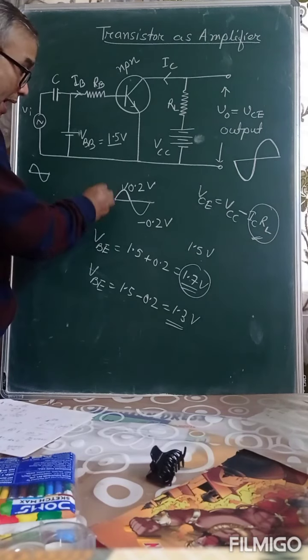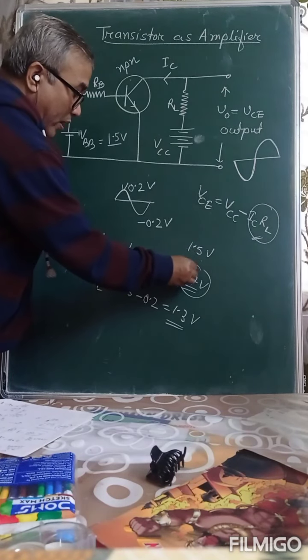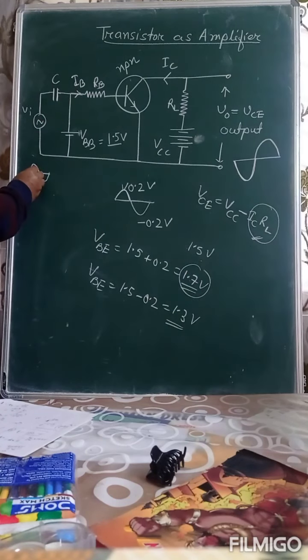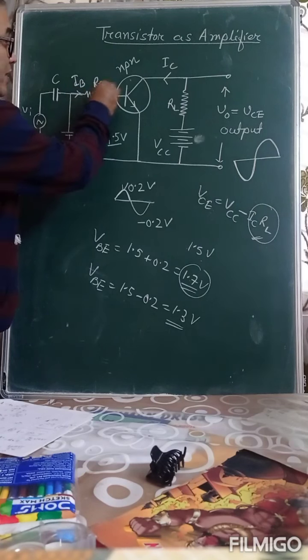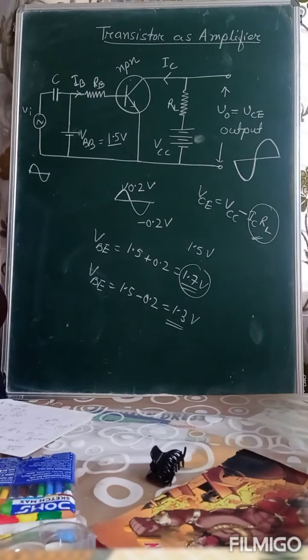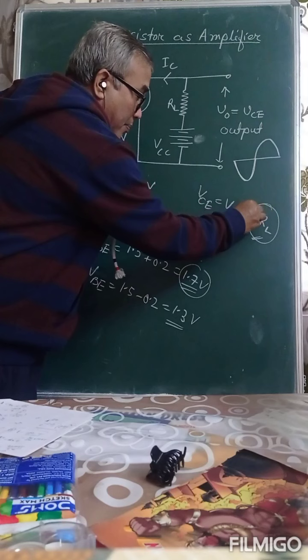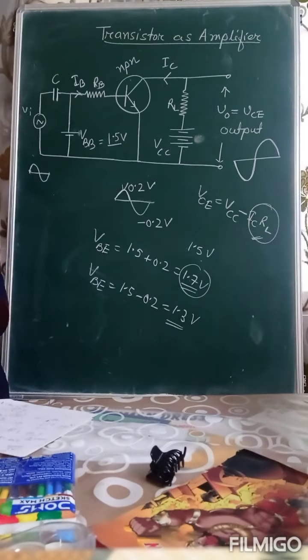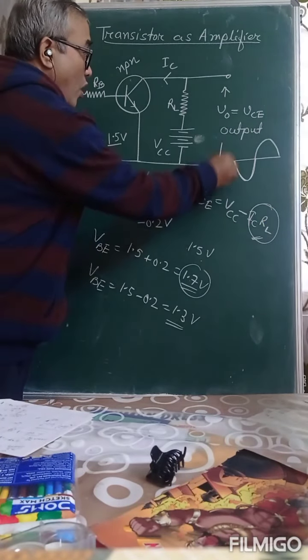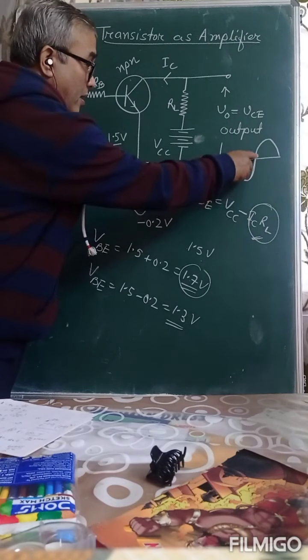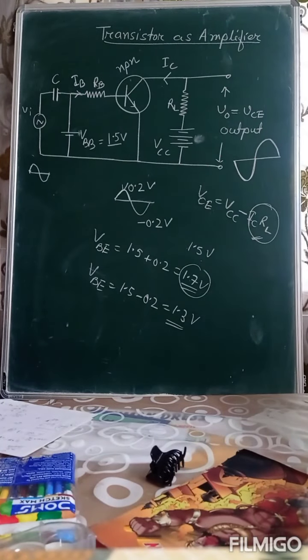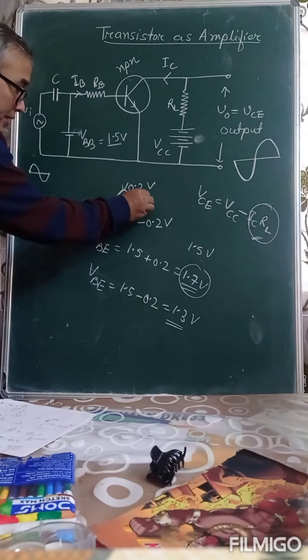When the biasing voltage increases from 1.5 to 1.7 volt due to positive half of the signal, base current increases, collector current increases. As the collector current increases, this term ICRL increases, as a result VCE or output voltage decreases. That means during the positive half of the input signal we get negative half of the output voltage. Next, in this part what happens?